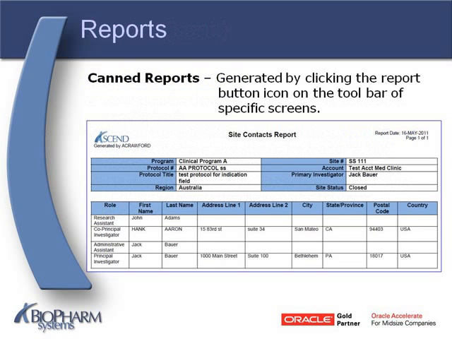Reports. As you know, reports can be generated in a variety of ways in Siebel Clinical, and we're going to touch on these just briefly. The canned or pre-formatted reports are generated by clicking the Report button on the toolbar of specific screens. Here you can see an example of a site contact report.